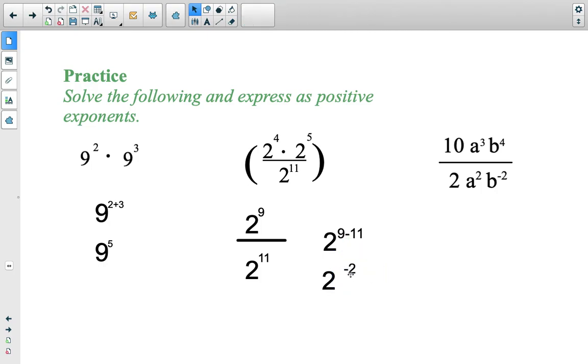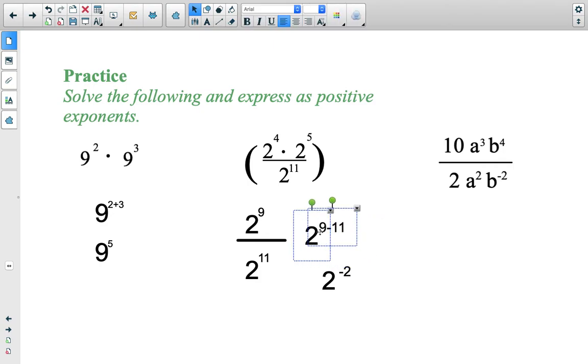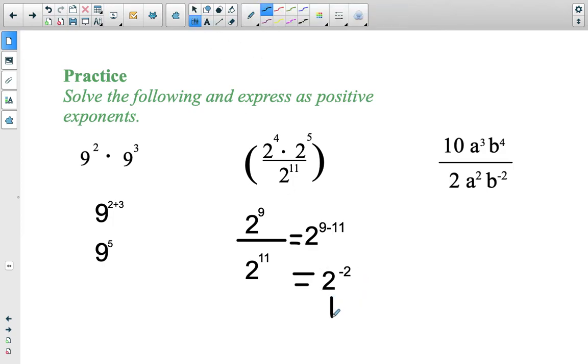Now, I need to express this as a positive exponent. And to do so, I need to take the reciprocal. So I got to take the reciprocal of 2 to the negative 2. So the reciprocal of that is 1 over 2, and then I change my exponent to the power of 2. So 2 to the negative 2 is the same thing as 1 over 4. So that's how we would do a question like such.